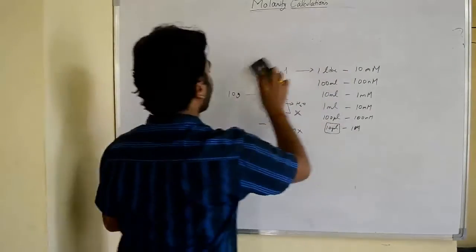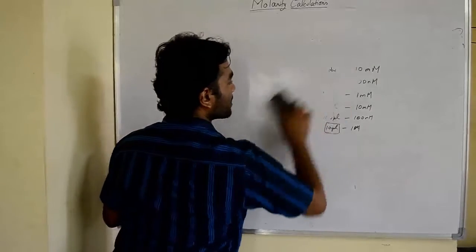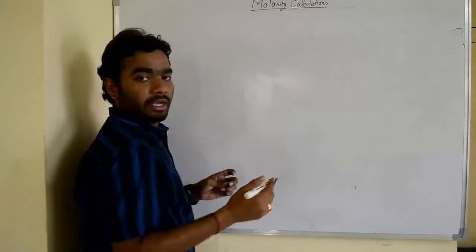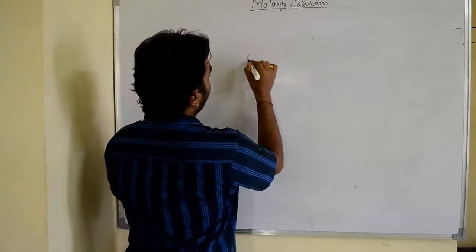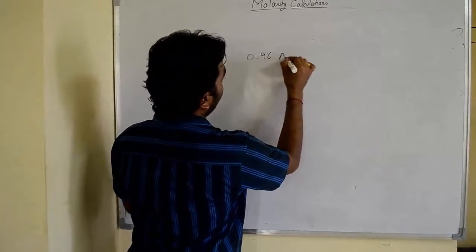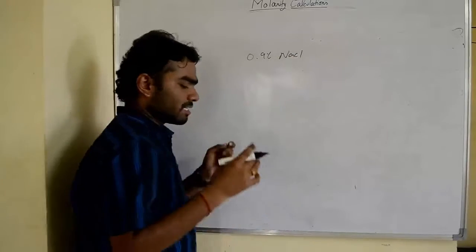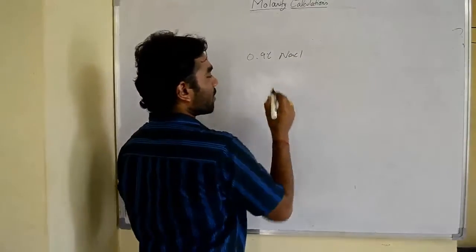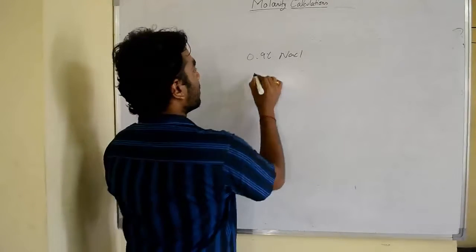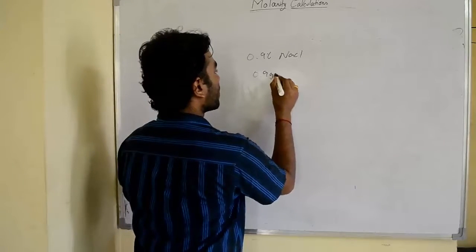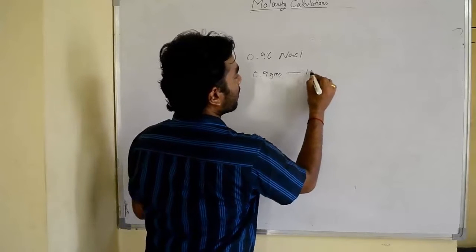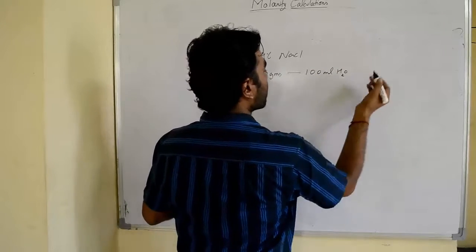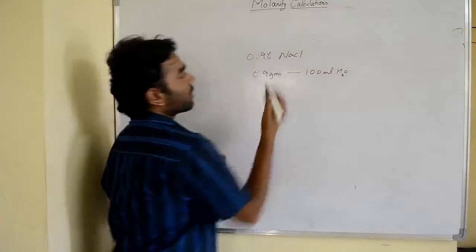And how do you do percent calculations? If I want 0.9% sodium chloride, these are very simple calculations. If 0.9% sodium chloride should be prepared, you just need to take 0.9 grams in 100 ml of water, then you will get 0.9% NaCl.